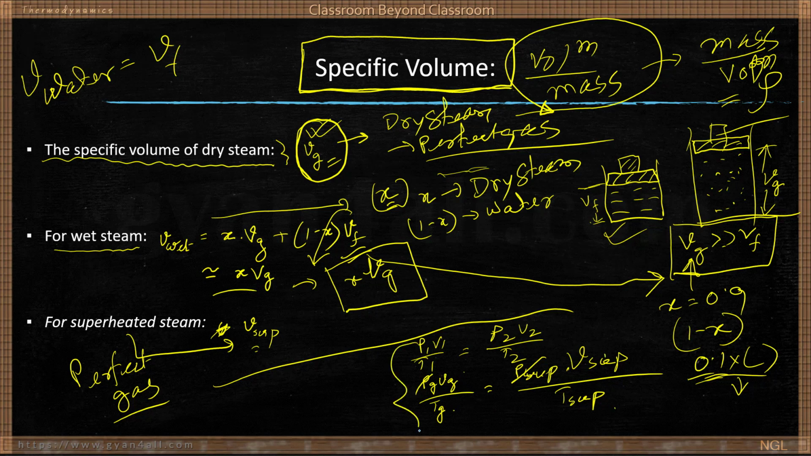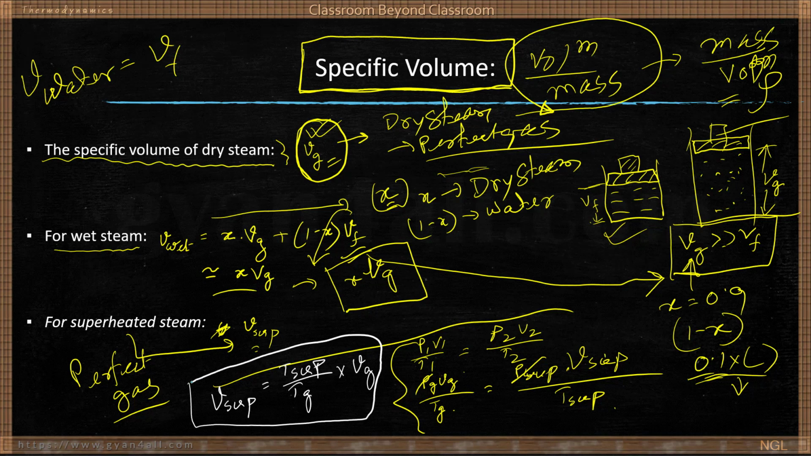So from this we can find out one relation. And what will be that relation? You can tell me. So V sup is equal to how much? T sup by Tg into Vg. So from this relation we can find out the specific volume of superheated steam.